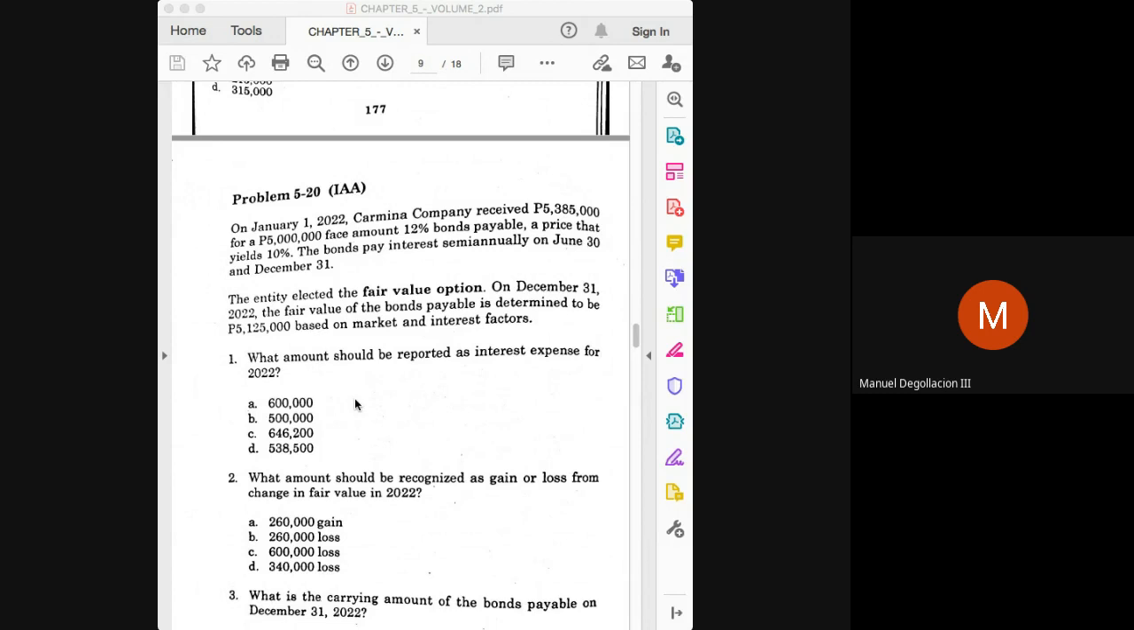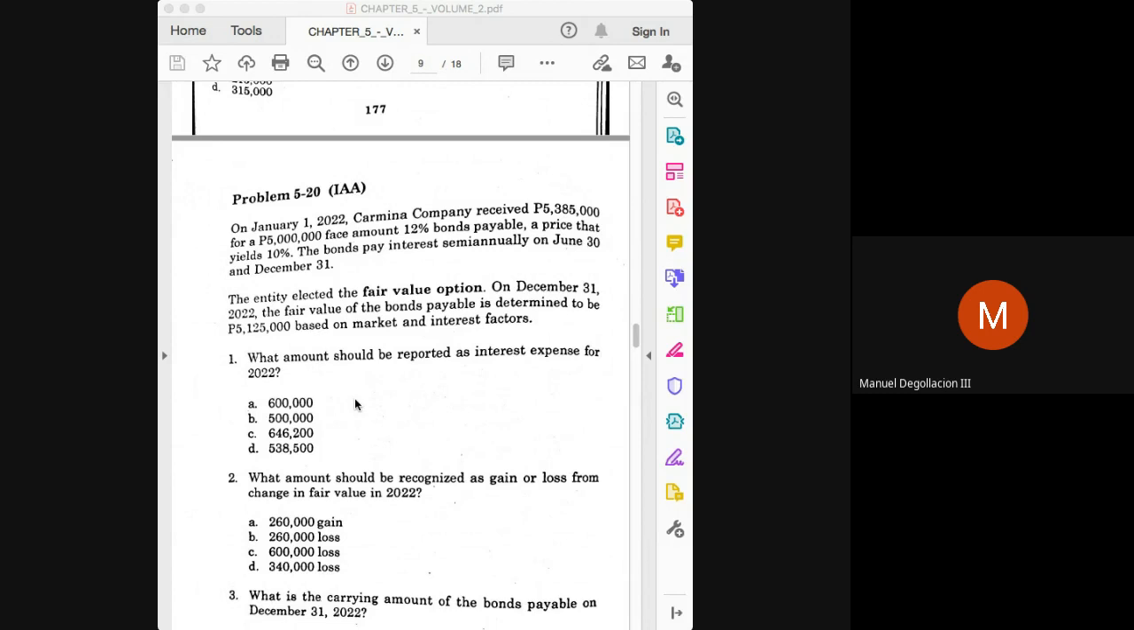Plus, you have a 10% yield rate here, but this would become relevant if we are using the effective interest method. If we're using the fair value option model, we will not be using the yield rate or the effective rate. For now, set it aside. We will discuss more about effective interest rates or yield rates when we use the effective interest method. What amount should be reported as interest expense for 2022?